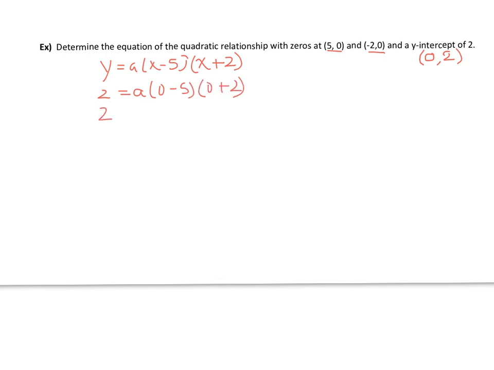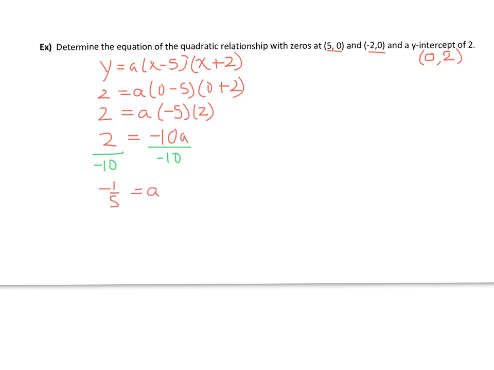I'm going to simplify those brackets. That gives us negative 5 multiplying positive 2, which is negative 10. So 2 is going to equal negative 10 times a, or negative 10a. Divide both sides by negative 10 to undo it to get a by itself. And when we simplify that fraction, I'm going to get negative 1/5 as my a value.